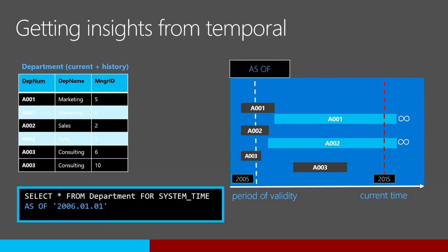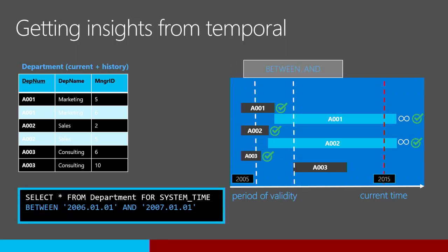If we do as of 1st of January 2006, then we're going back and saying, what were the records and what did they look like on that particular date? And again, this is based on a union of those two tables. So we've got 8, 1, 2, and 3, and it will pull out those values for you.